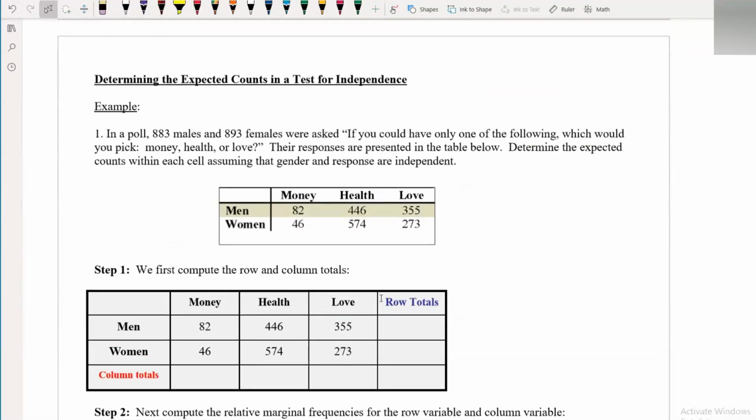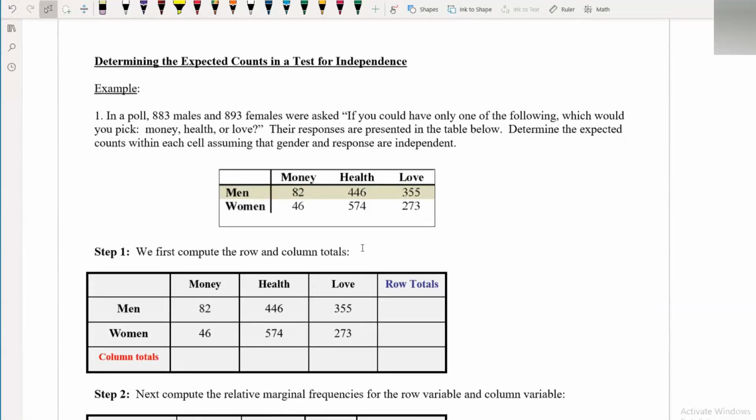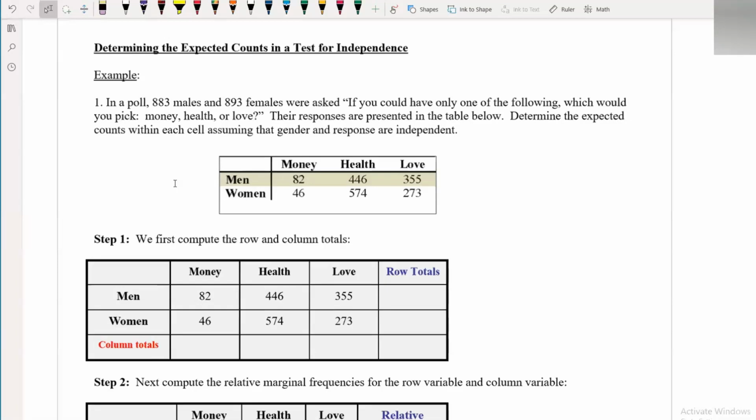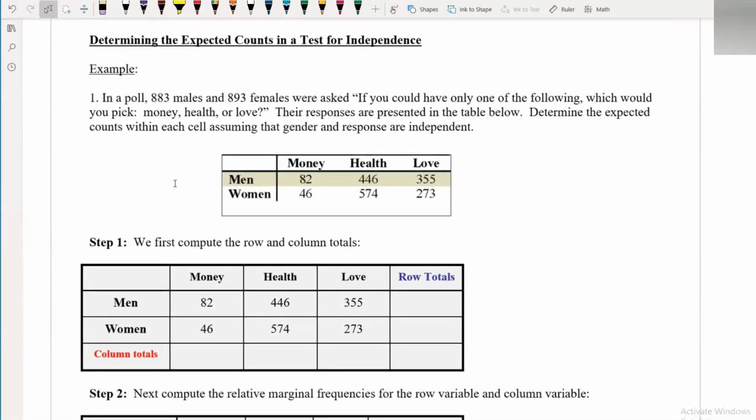Now here, example: determine the expected counts in a test for independence. Here again, we have these numbers that we had on the first page. Total males is 883 and female is 893. Our question is, determine the expected count within each cell, assuming that gender and response are independent. So this is our assumption, gender and response are independent. That is our null.